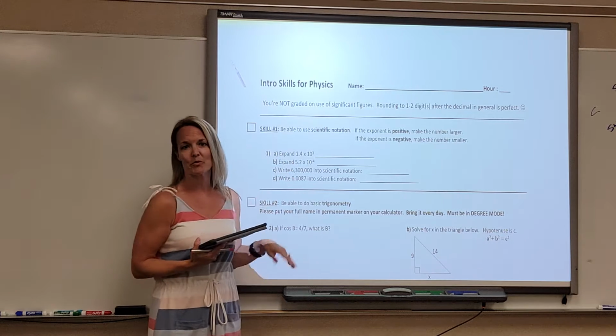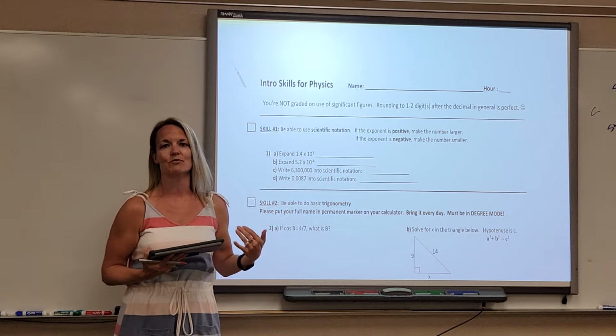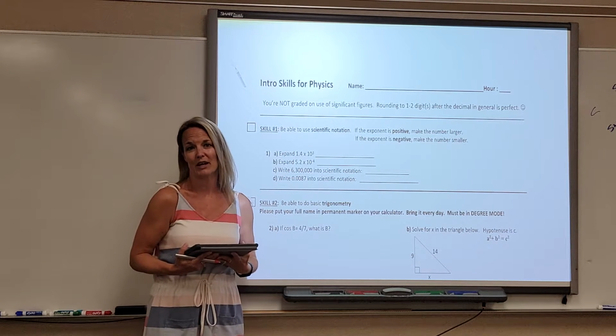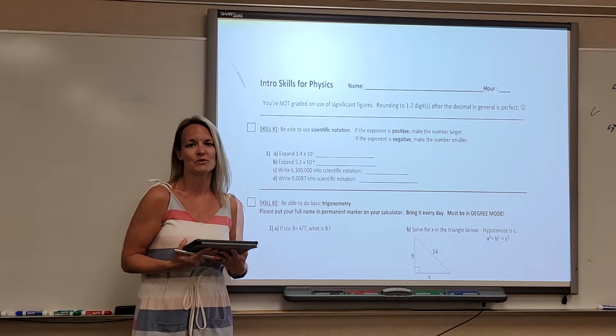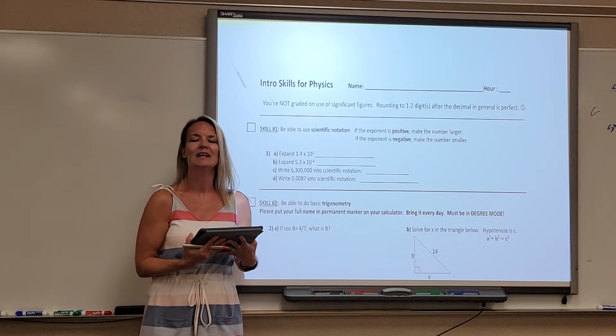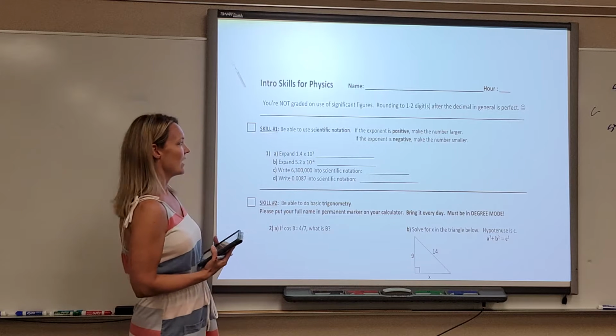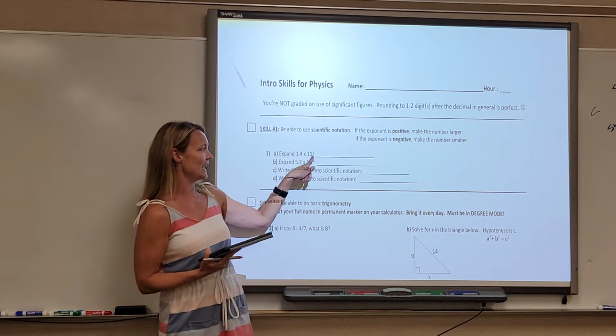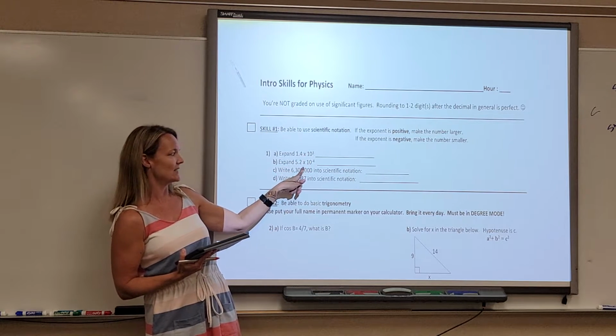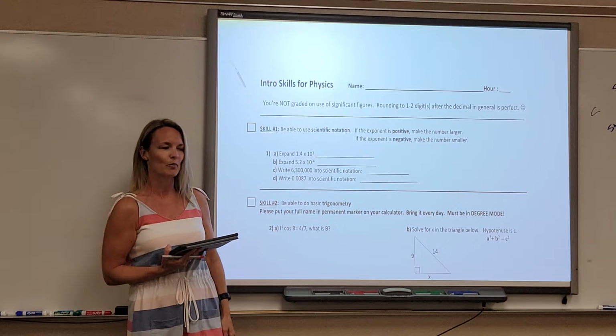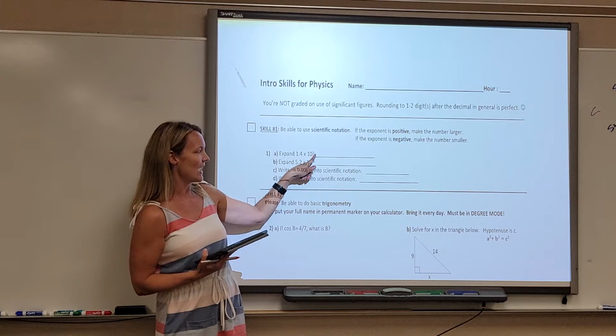All right, skill number 1, being able to put numbers into scientific notation. If you have really big or really small numbers, we're going to have to be able to look at them in scientific notation because a lot of times that's how our calculator puts it back out to us. All right, so the first thing is if we have a number in scientific notation, we need to put it into a normal way. You just need to look at the exponent.